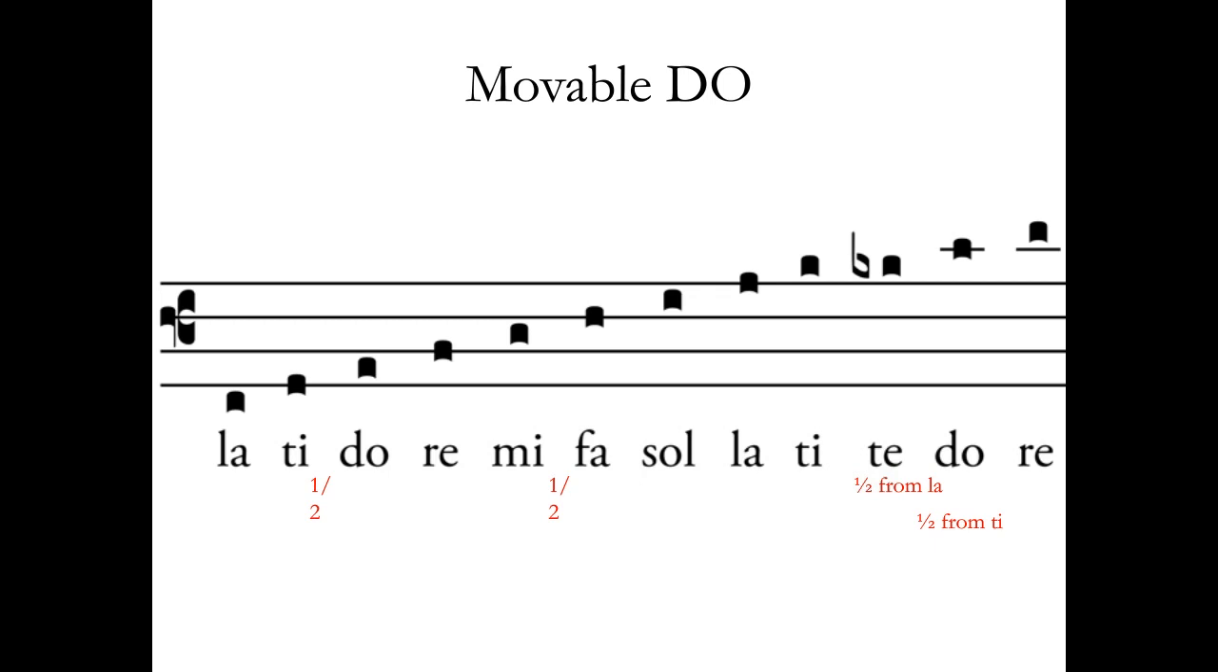So if we have Do, Re, Mi, Fa, Sol, La, Ti, perhaps starting on this pitch. Do, Re, Mi, Fa, Sol, La, Ti. Or we can change it with the use of the flat sign to Te. Do, Re, Mi, Fa, Sol, La, Te.